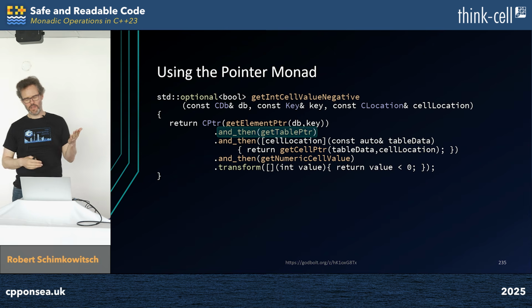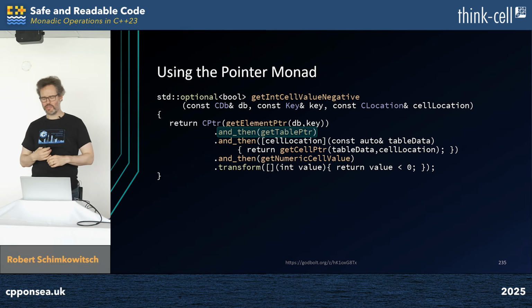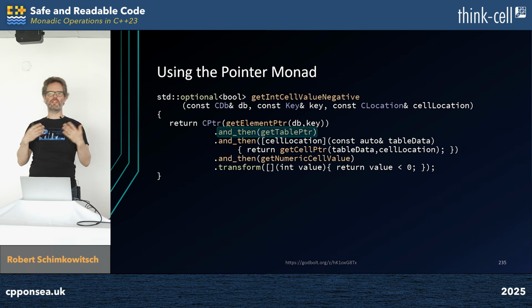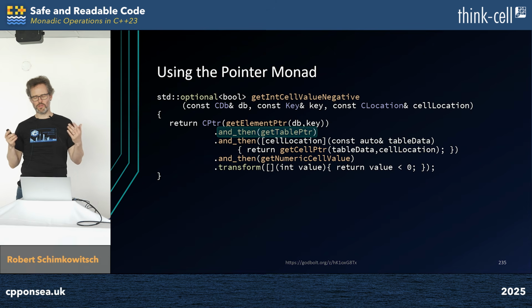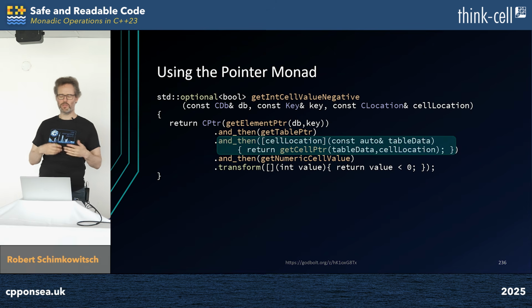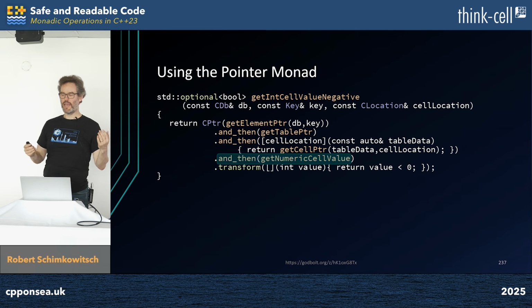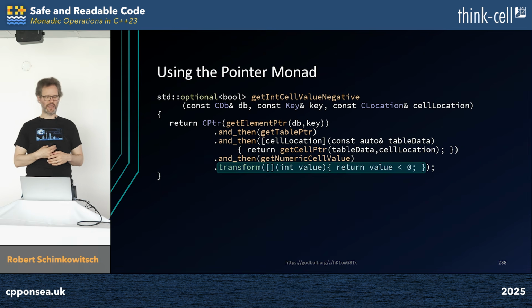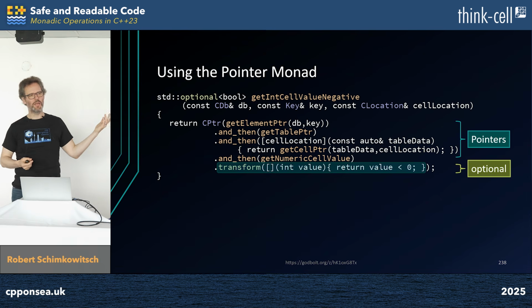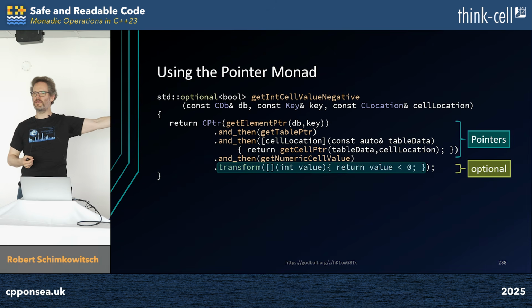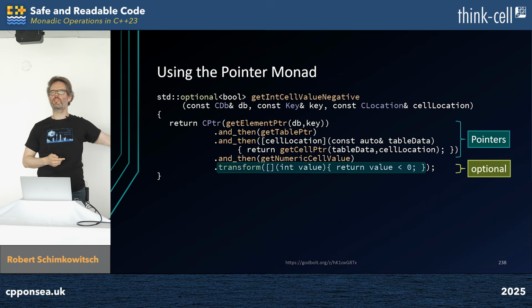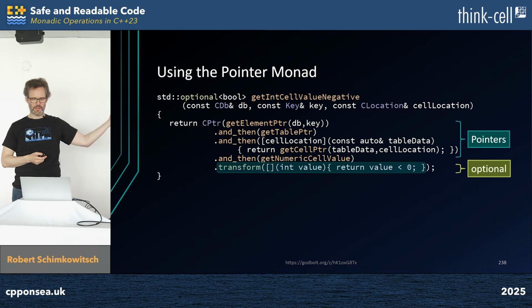Like optional, it has a function and_then, and I decided to use the same name, which follows the same logic. If the pointer is valid, it calls the function. If the pointer is invalid, it bypasses it. So the next function also returns a pointer, valid or null pointer, and the same for the cell and for the numeric value of the cell. And now it gets interesting because I have not implemented any transform in my interface. Why does this work? Because actually we have transitioned seamlessly from my pointer monad to the standard optional monad. Because get numeric value, the integer, is also an optional of int. And then we can do a transform on that and get our result.